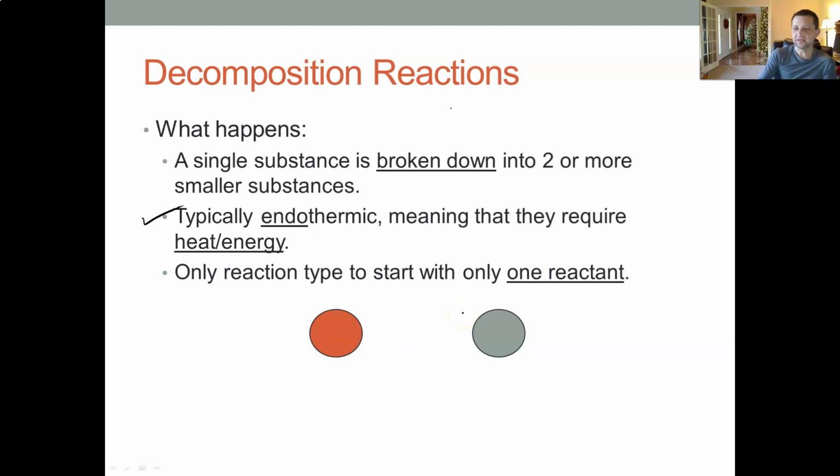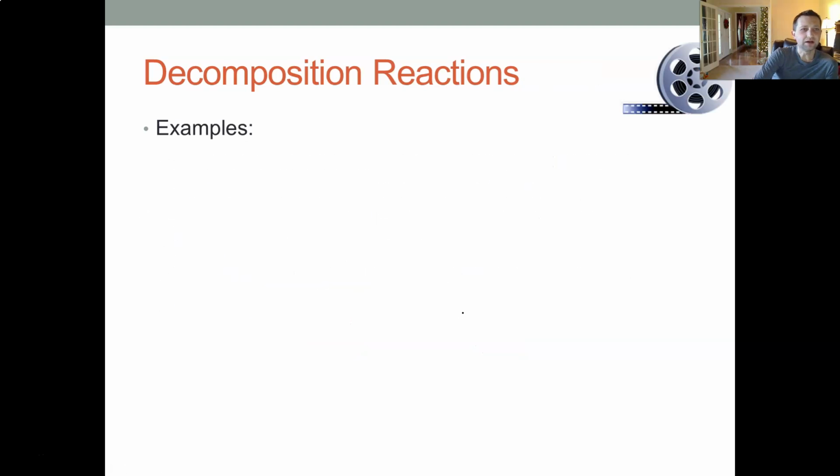Let's take a look at a couple examples here. There's the demo I'll do in class. That's really neat. I'll show you guys that when I see you again. So here are your examples. You have KClO3 plus heat. Students get thrown off by the plus heat here. That plus heat, there's no chemical for that. Plus heat just means energy is being added.